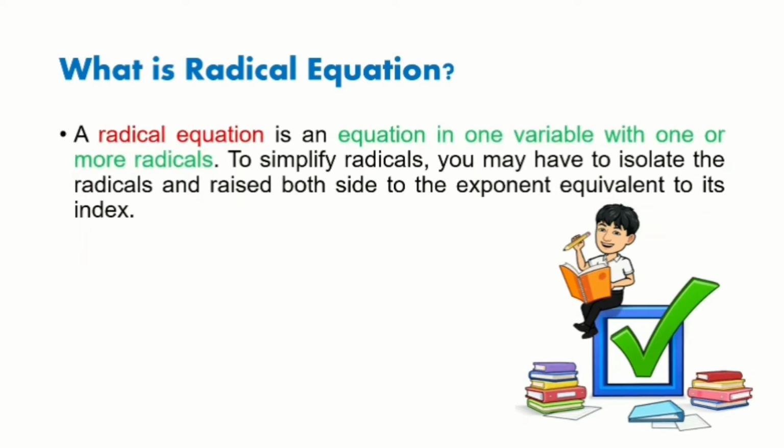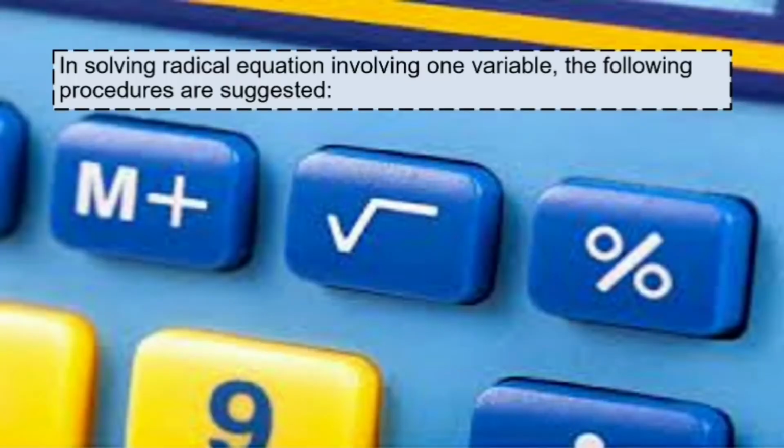Alright, let's first define a radical equation. A radical equation is an equation in one variable with one or more radicals. To simplify radicals, you may have to isolate the radicals and raise both sides to the exponent equivalent to its index. That is, if a is equal to b, then a raised to n is equal to b raised to n. In solving radical equations involving one variable, the following procedures are suggested.